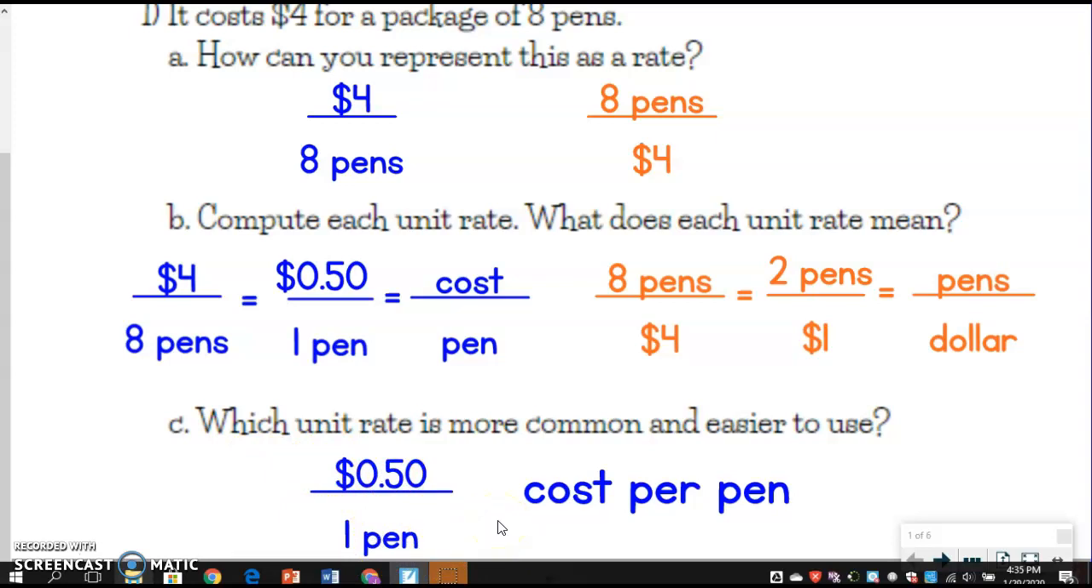That's the more common, easier one to use, because then if it's multiple pens, we can figure it out for any of them, whereas we don't usually think of pens and then dollars. If you're having trouble understanding that, I'm happy to talk more about it with you. Feel free to come over and ask, but let's try another example real quick.